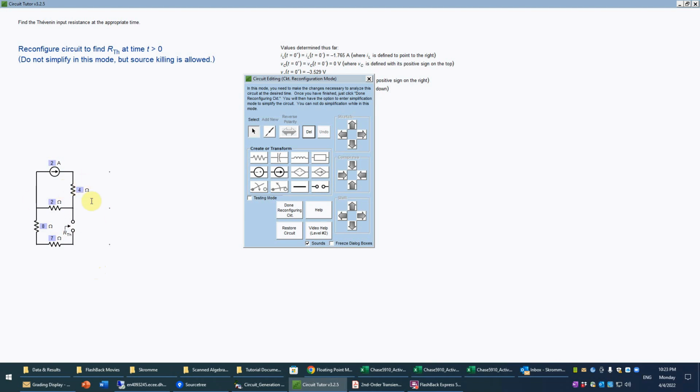Now the last thing I can do here is to kill the independent sources, because since I'm finding R Thevenin, remember that when you find R Thevenin, you always need to kill all of the independent sources, which is the only kind we have in this problem. So that means the 2 amps basically needs to be turned to an open circuit, or I'm just going to delete it. I don't have to do that in this mode, but I can, and it'll just save time. So I'm going to go ahead and do that now. Okay, so that basically does everything I can do in this mode.